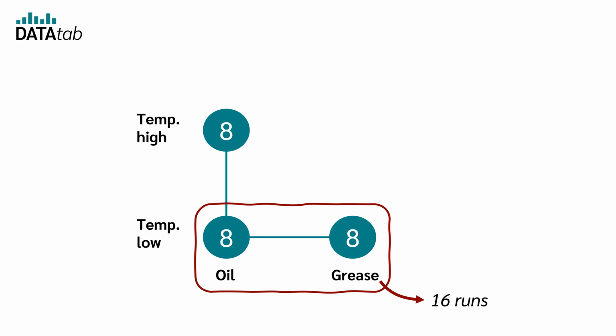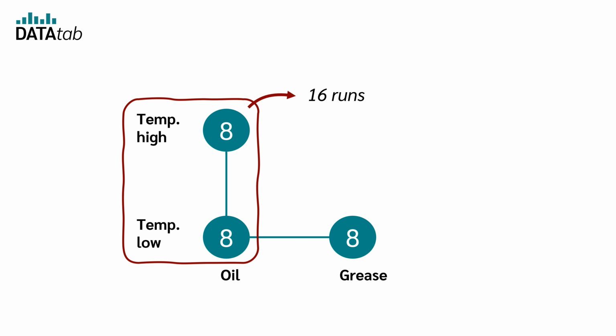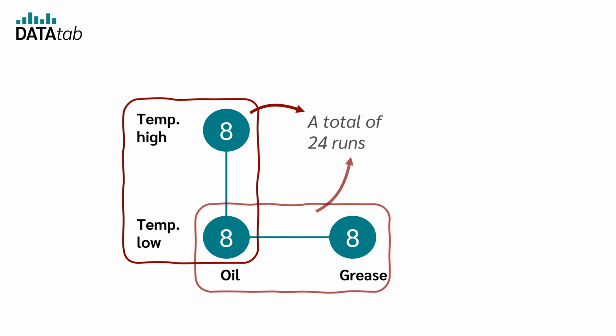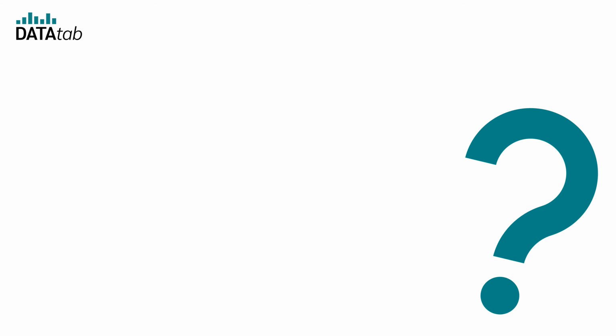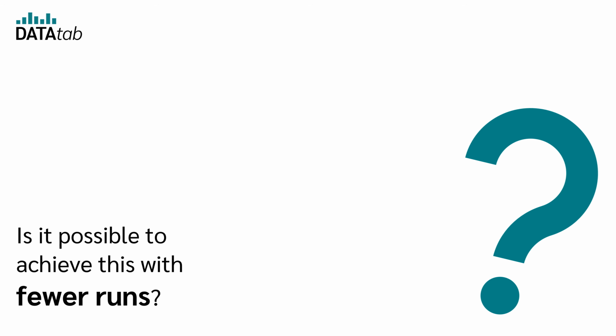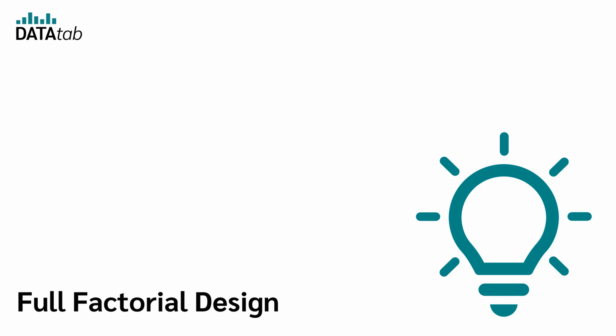So we need 16 runs to check if the lubricant has an effect and 16 runs to check if the temperature has an effect. This gives us a total of 24 runs. Now the question arises, is it possible to achieve this with fewer runs? And that brings us to the full factorial design.